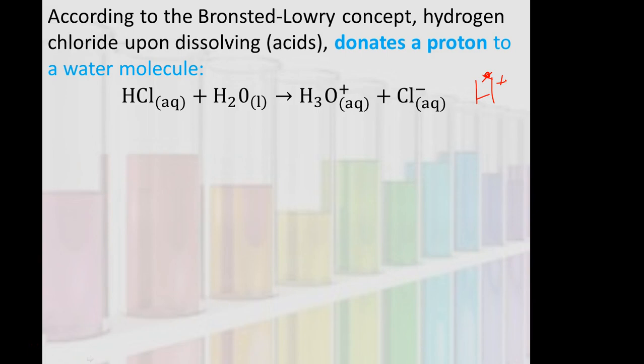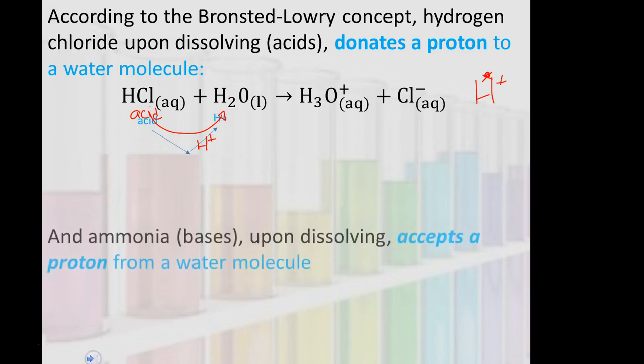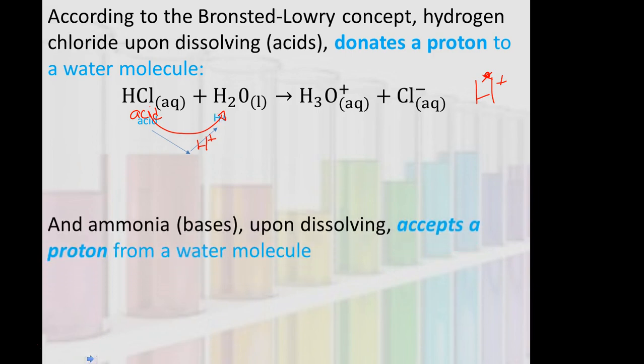So acids donate a proton. If we look at what's happening in this reaction here, the hydrogen from hydrochloric acid is leaving and going here. That means this was the acid, right? It donates its hydrogen to water to produce the hydronium. And ammonia, or bases, they accept a proton from water.